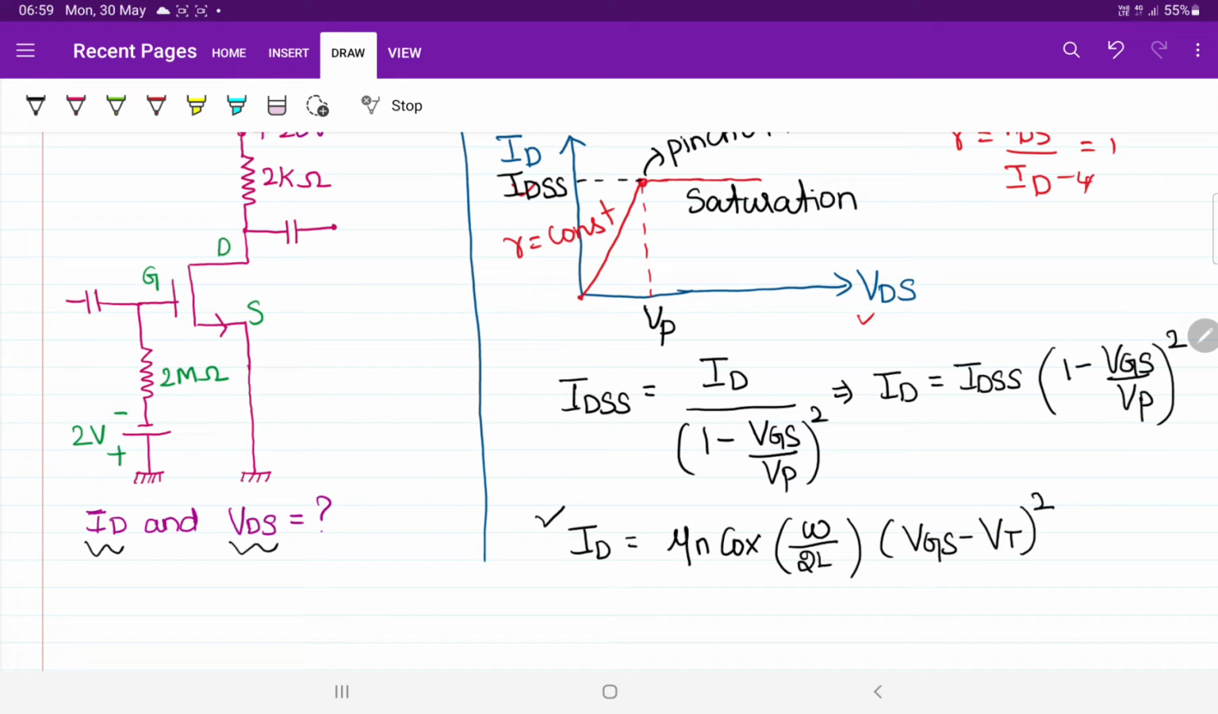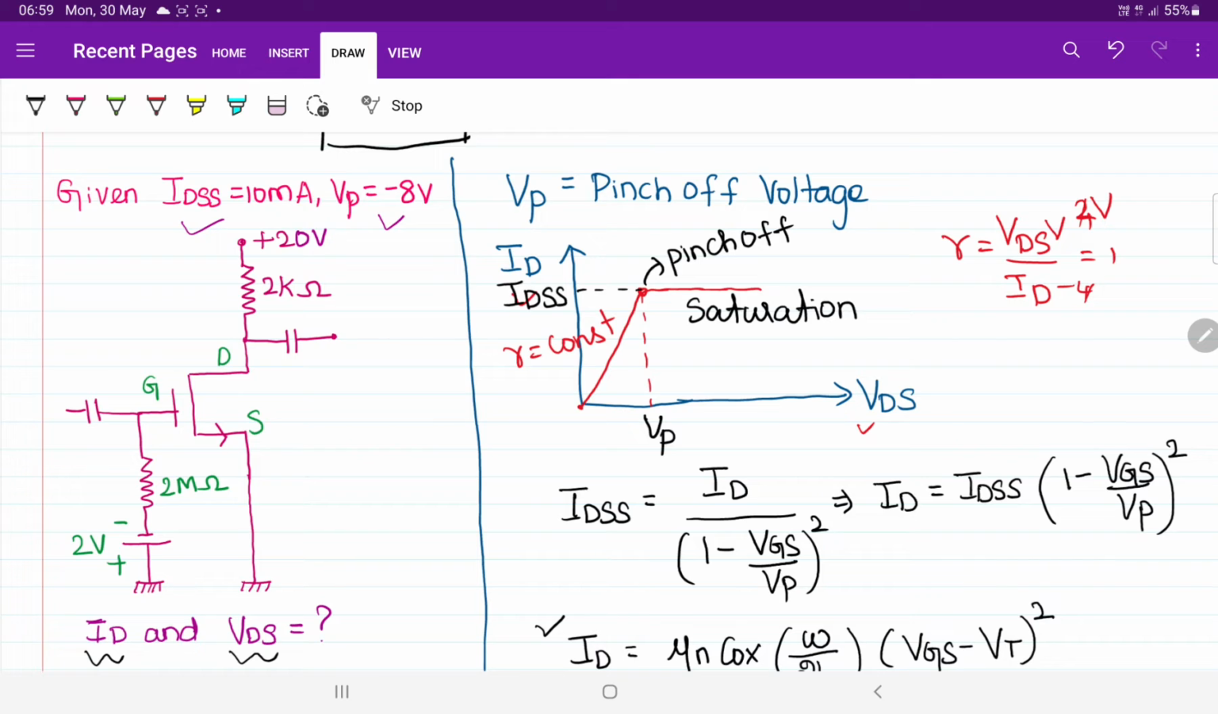But in our question they haven't given any data. Is there any information about mu n Cox omega by L or threshold voltage? No. They have given data only about pinch off voltage. Whereas what is threshold voltage? Threshold voltage is the minimum amount of voltage that is required across the gate to source terminal to turn on the MOSFET. Yes or no? So there is a difference between pinch off voltage and threshold voltage. Pinch off voltage is the point where your transistor is about to enter into the saturation region.